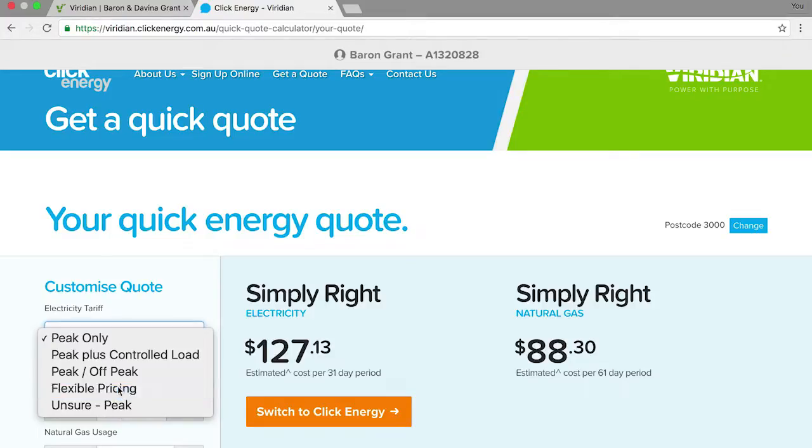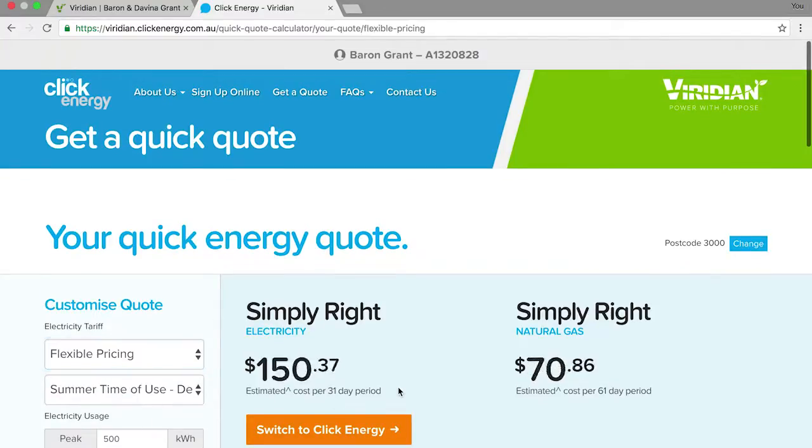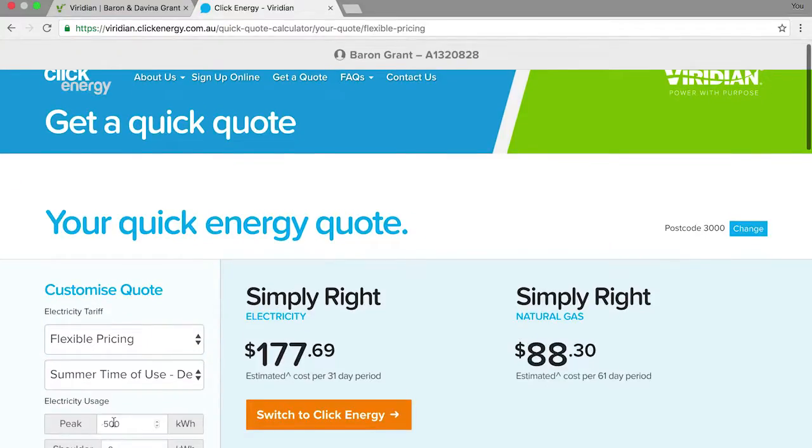Now, when choosing one of these, as you can see, it then changes the quote function as well. It then gives you the 3.